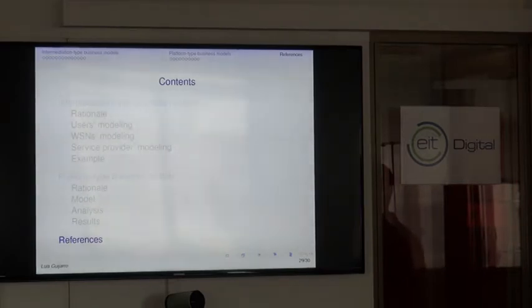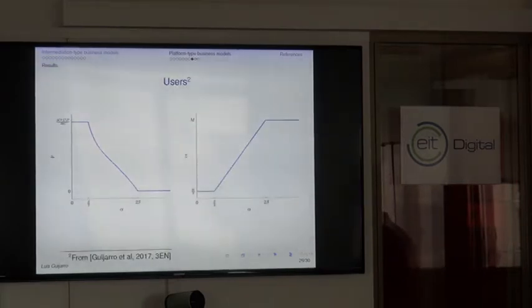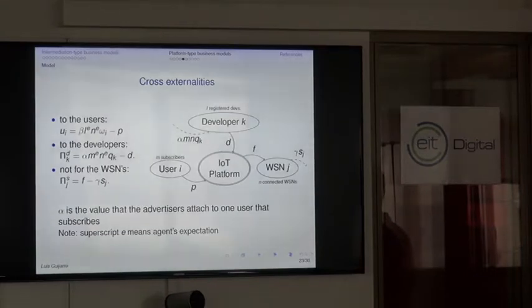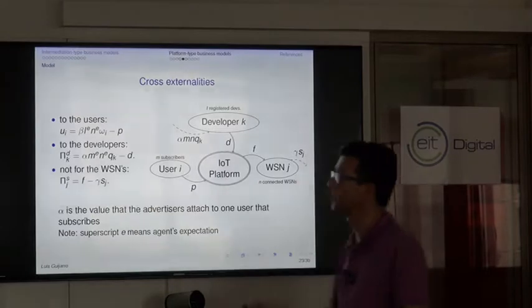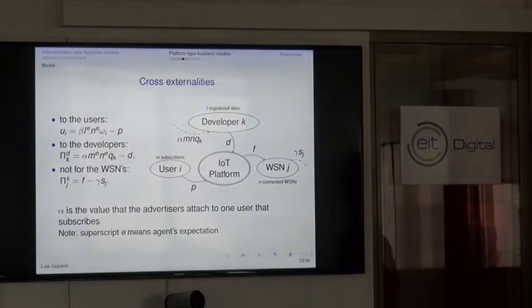And what is interesting is that we borrow expressions for the utility of the different agents from our engineering background, which makes this research field a bit different from the same type of analysis that economists make.